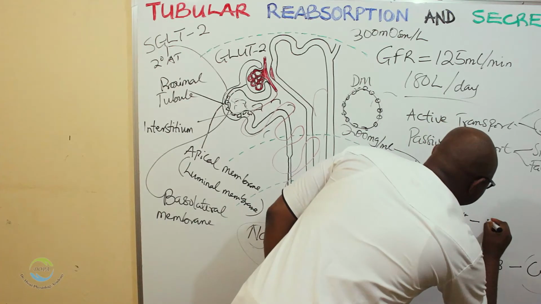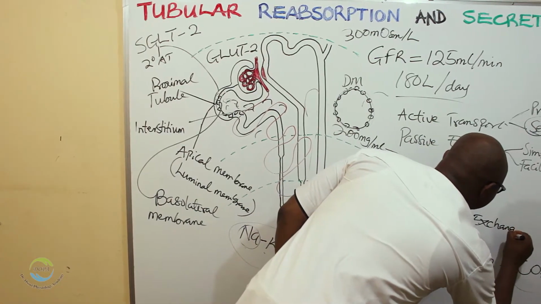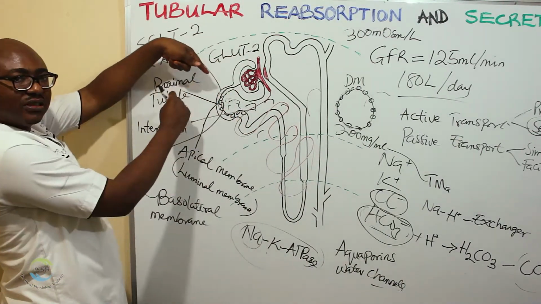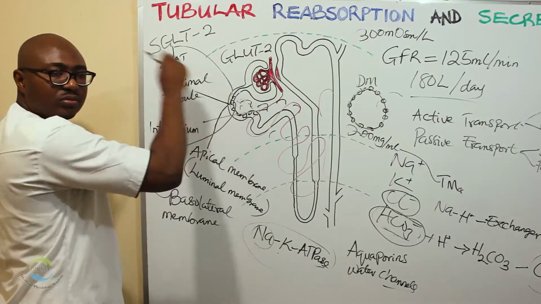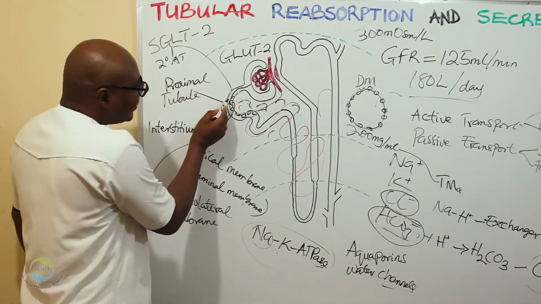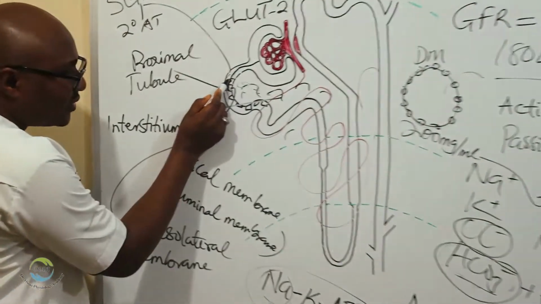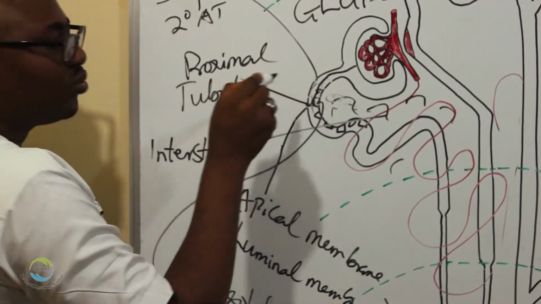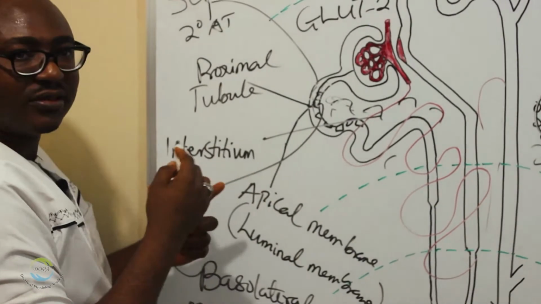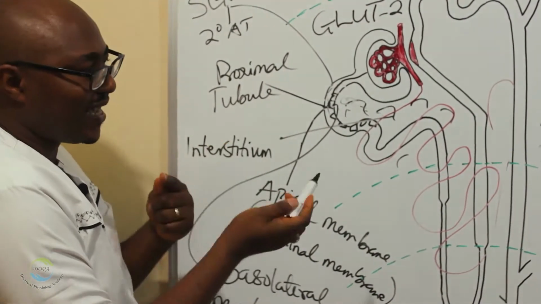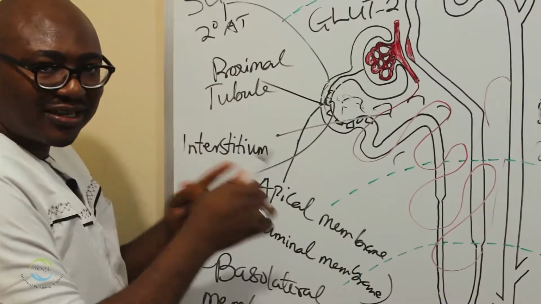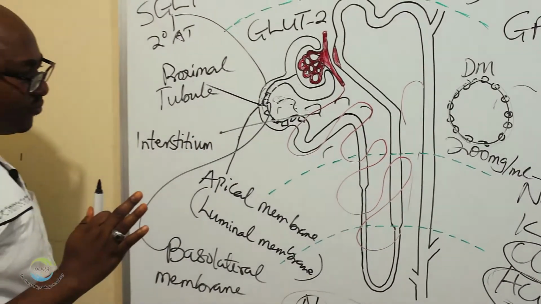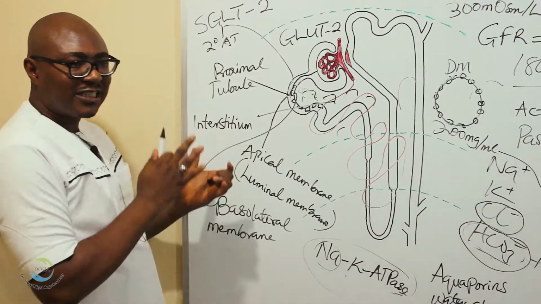hydrogen exchanger. It's taking sodium in and taking hydrogen out into the lumen. Do you understand? Taking sodium from the lumen into the cell and taking hydrogen from inside the cell into the lumen. Opposite direction. It's an antiporter. Call it antiporter or counter transport. Okay? Sodium hydrogen exchanger.